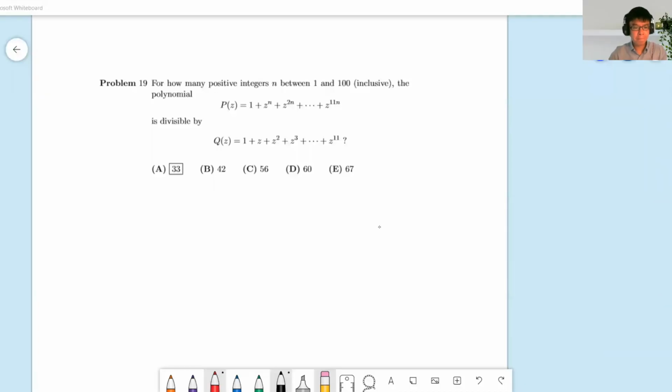Question 19. For how many positive integers n between 1 and 100 inclusive is the polynomial p divisible by polynomial q? All right, here, in order to have polynomial p divisible by polynomial q, that means all roots of q are also roots of p.